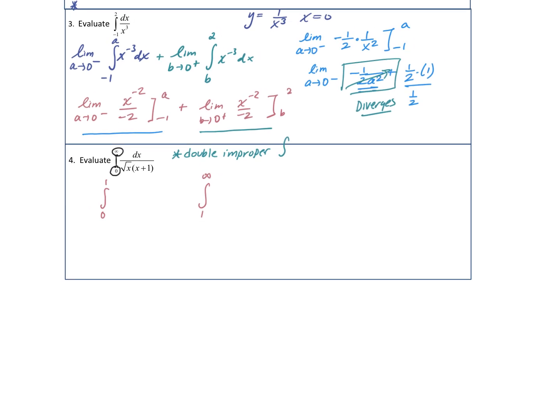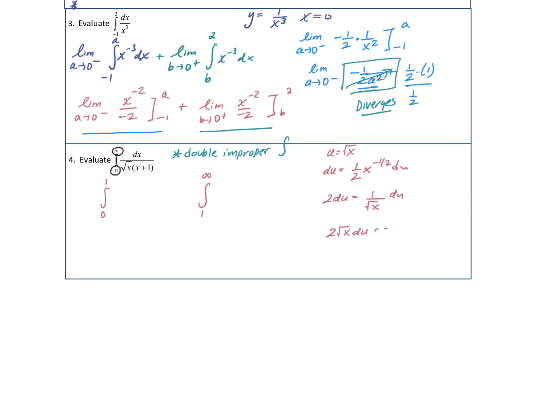So let's go ahead and integrate this. This is a u sub. I'm going to let u equal root x. du is 1/2 x to the negative half dx. So 2 du, and then this is 1 over root x du. We could bring up the root x. And also make note here, if I square u, I get u squared equals x.